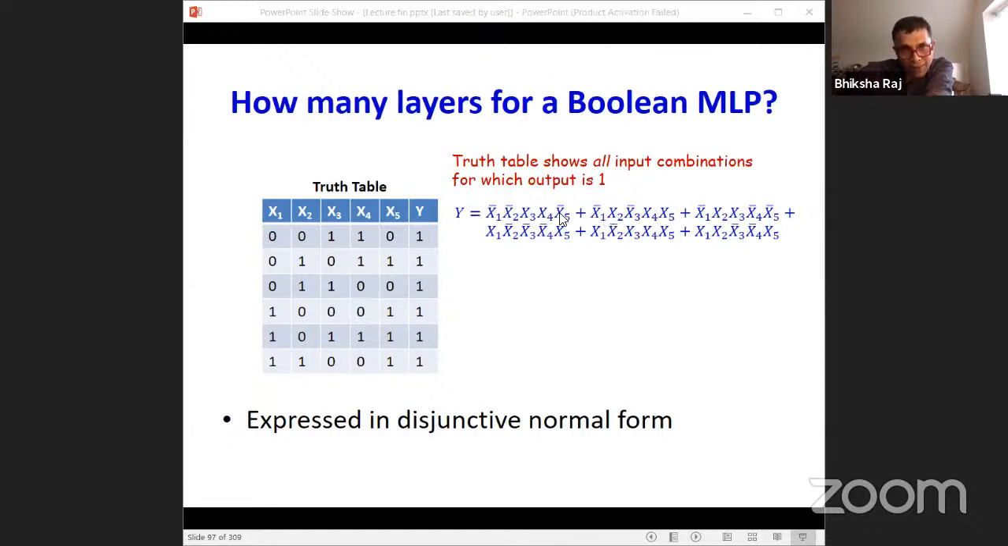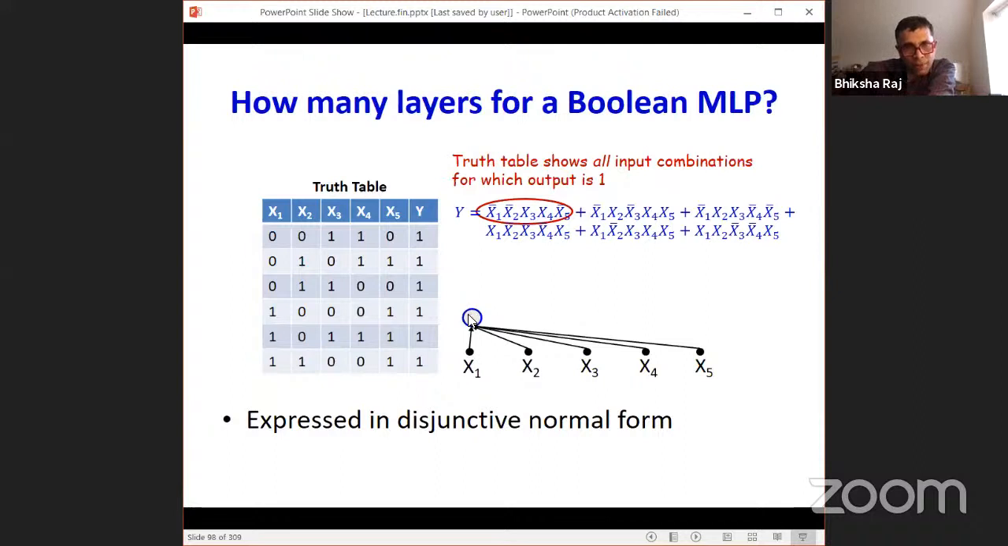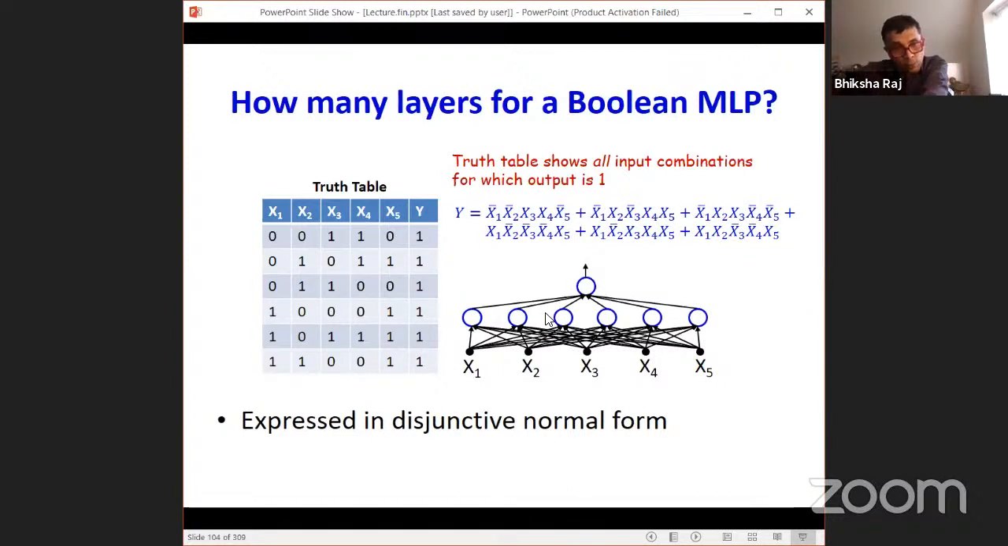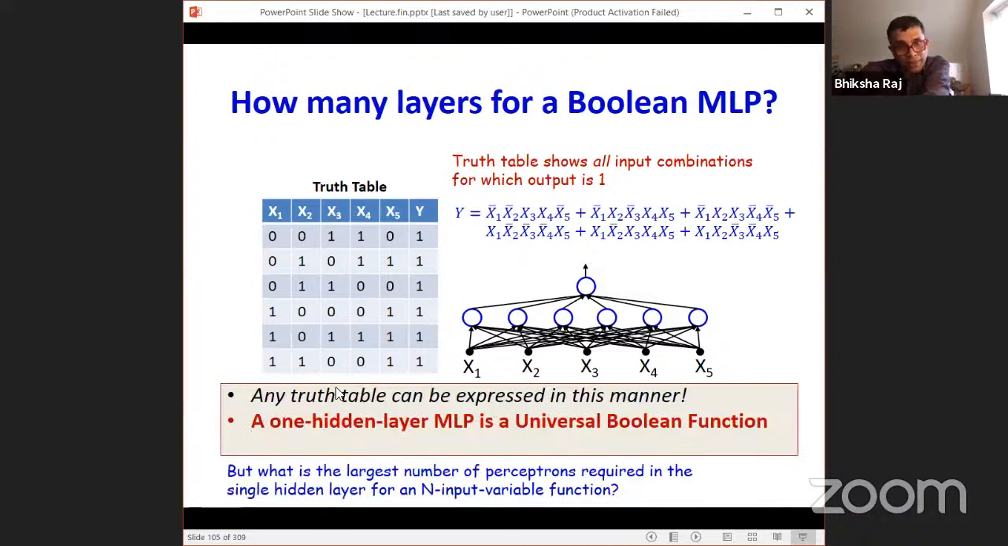So this DNF formula is going to have one such clause for every input combination for which the output is one. And so this most naive formula will have as many clauses as there are input patterns for which the output is one. And now I can easily enough construct an MLP for it. I will have one neuron for the first clause, one for the second, one for the third, one for the fourth, one for the fifth, one for the sixth. I OR the lot, and voila, I have constructed an MLP which computes this Boolean function. And because any Boolean function can be expressed as a truth table, and because any truth table can be expressed as a DNF formula, a one hidden layer MLP can compose any Boolean function. A one hidden layer MLP is a universal Boolean function.